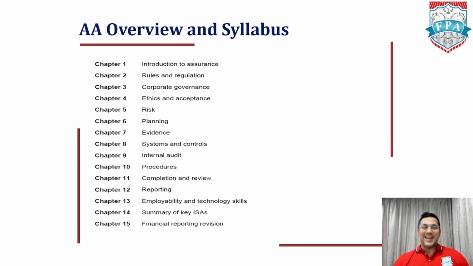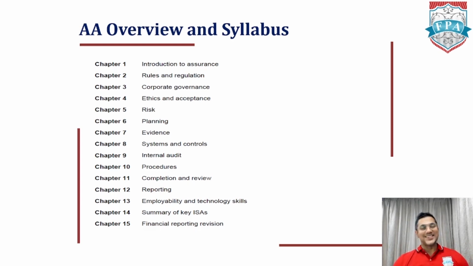Then comes internal audit, as the name itself suggests. What is an internal audit? At the end of the day, larger organizations especially will have their own internal audit departments, and these can become quite helpful for statutory auditors as well, because they may not be able to do everything by themselves. Therefore they may seek help from internal audit. So this chapter talks about what an internal audit does and what a statutory or external auditor needs to look out for before they can start using their work.